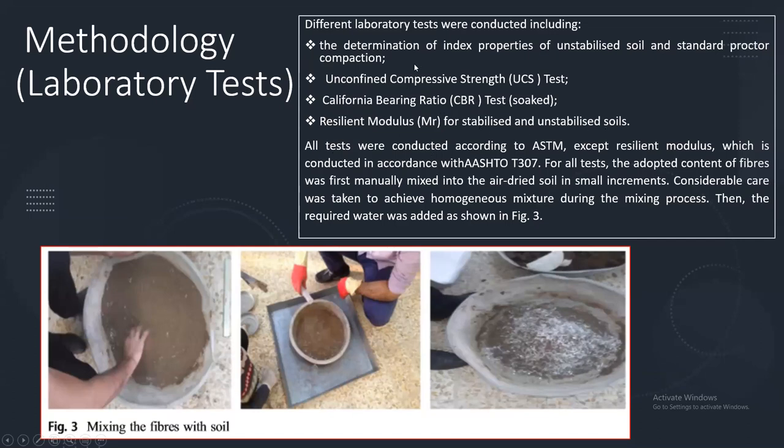unstabilized soil. All of the tests are according to ASTM, except the resilient modulus, which is conducted in accordance with AASHTO T307. For all of these tests, the adopted content of fibers was first manually mixed into the air-dried soil in small increments. That is very important in order to achieve the homogeneity of the mixture. Then during the mixing process, the required water was added, which is based on the optimum moisture content determined from the test, as shown in this figure.